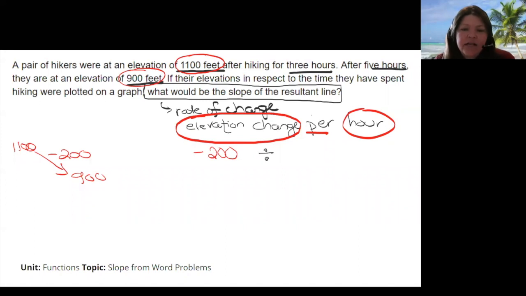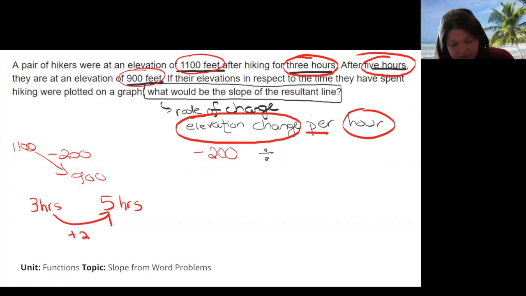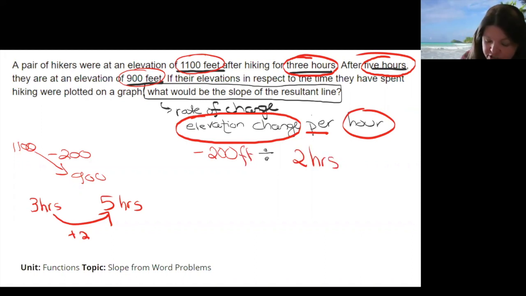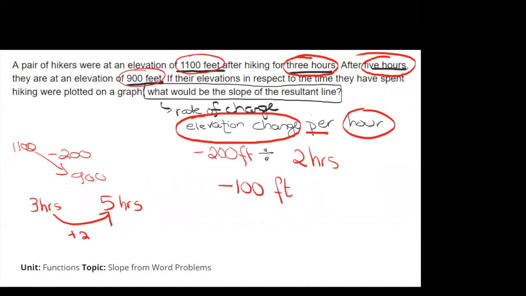How long did it take him to make that elevation change, you guys? Notice that they were at the 1,100 feet after hiking for 3 hours. And then they were at the 900 feet elevation after hiking for 5 hours. How many hours have passed? 2. Exactly. That's a change of 2 hours. So we made that negative 200 foot change in the course of 2 hours. And now we can just do that division. Negative 200 divided by 2 is just negative 100. So I'm going down 100 feet per hour.